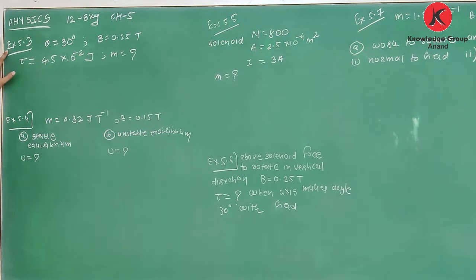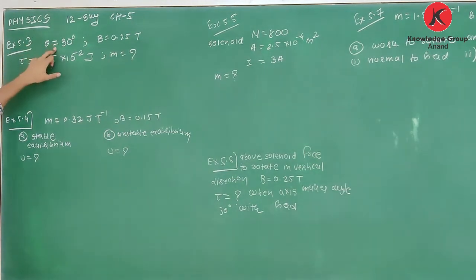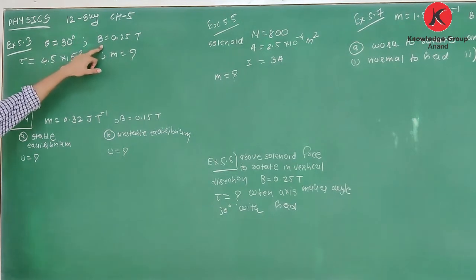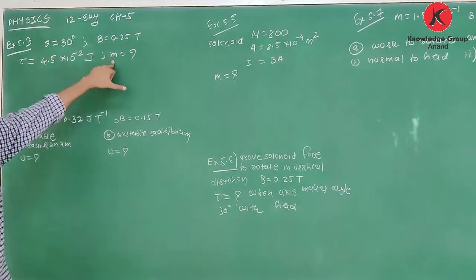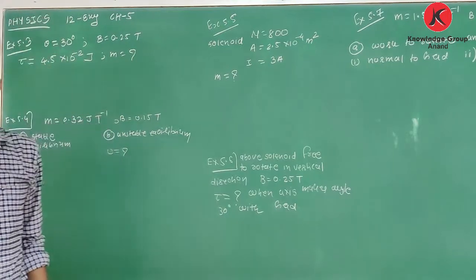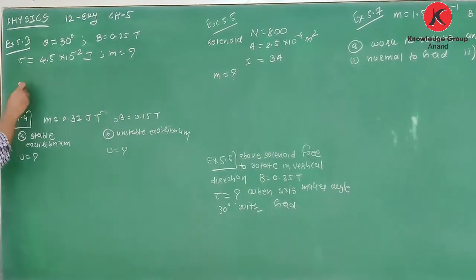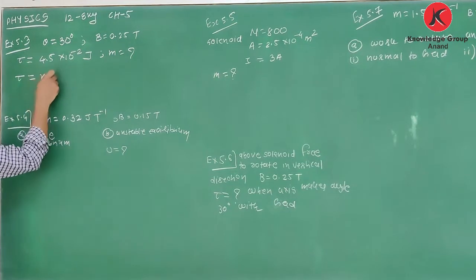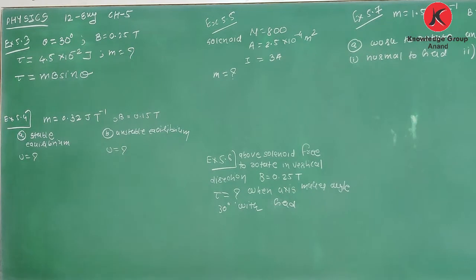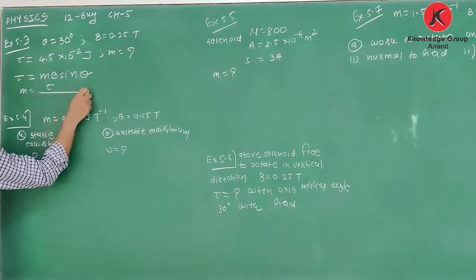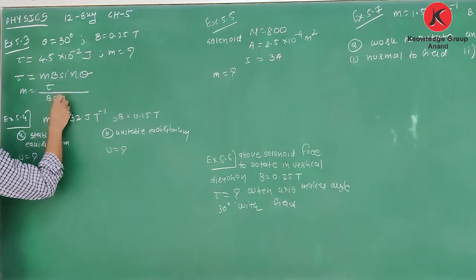See exercise 5.3. One bar magnet is aligned at 30 degrees in a magnetic field B equal to 0.25 Tesla. The torque acting on it, tau, is equal to 4.5 into 10 raised to minus 2 joule. You have to find the magnetic moment associated with that magnet. You know this equation: torque tau is equal to mB sin theta. Make m the subject, so m is equal to tau upon B sin theta.